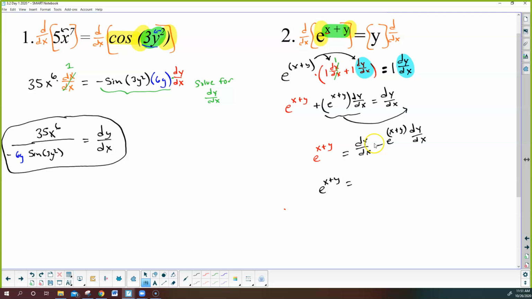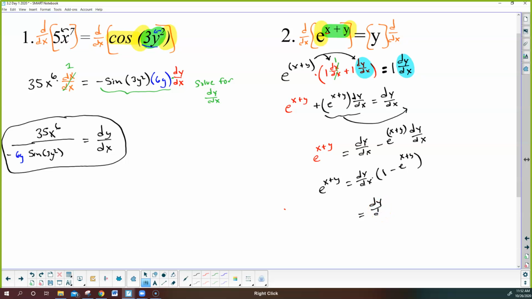Both of these two pieces on the right side have a dy dx. So I'm going to pull it out. And when I pull away a dy dx from here, you're left with a 1 minus e to the x plus y. Now I have 1 dy dx, and almost every single time you're going to have to factor so it looks like this. And then the last step is to get dy dx by itself.